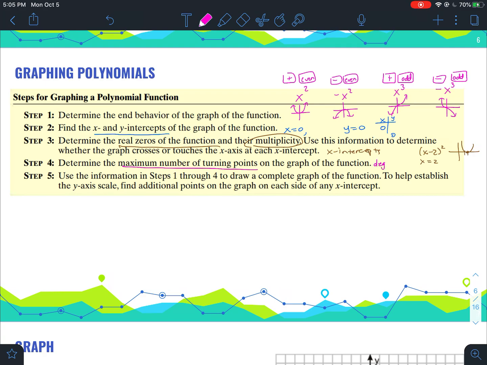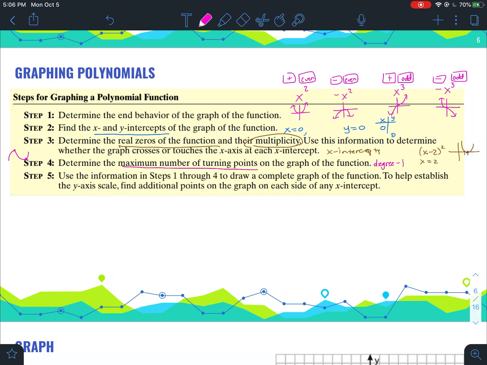Then you're going to want to talk about the turning points. And remember, the maximum number of turning points is going to be the degree minus 1. So it's the highest exponent minus 1. That would be the number of turning points. And then remember, turning points on the graph are the peaks and the valleys. They're the local mins and maxes.